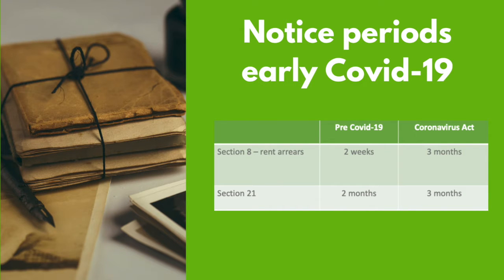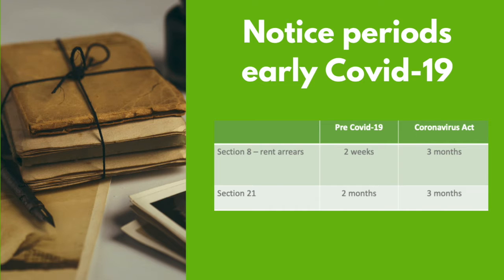A Section 21 notice is simply a request for your property back. There are no grounds for the notice and no reason needs to be given. You issue this notice, it has to be upheld in court and the tenant has to leave within a set time frame. Now I thought I'd just give you a very quick modern history lesson, as it were.